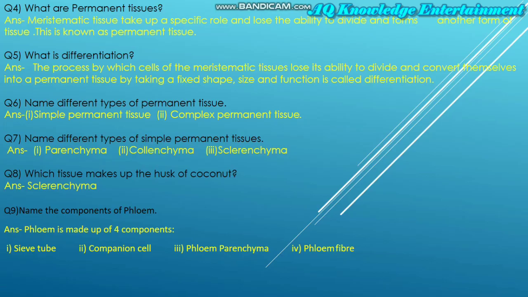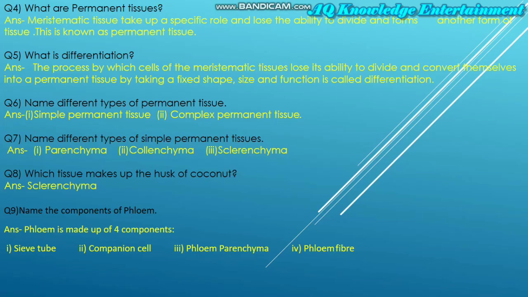Now the sixth question is, name different types of permanent tissue. So the first type is simple permanent tissue and the second is complex permanent tissues. Okay, now the seventh question is, name different types of simple permanent tissue.